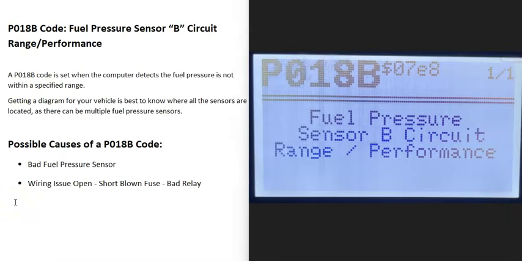So today I'm talking about a P018B code, what it is and how you can go about fixing it. And so what is a P018B code? Well, it's a fuel pressure sensor B circuit range performance. And so what does this mean?